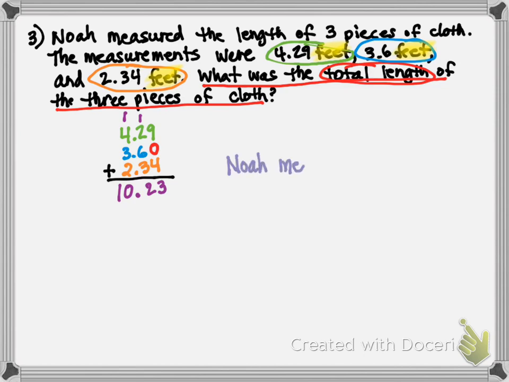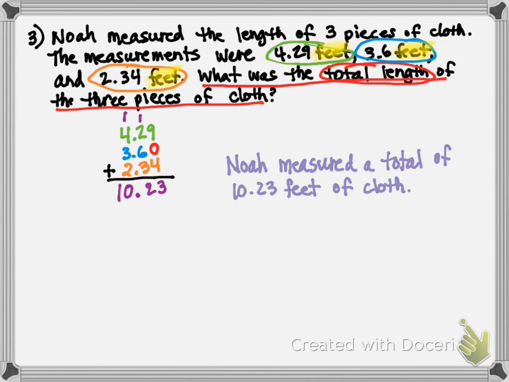Noah measured a total of 10 and 23/100 feet of cloth. So I bring back Noah, I bring back the action he was doing, and then I bring the words that are from the question, total, okay? And I didn't write total length because feet kind of indicates that anyway. So Noah measured a total of 10.23 feet of cloth.